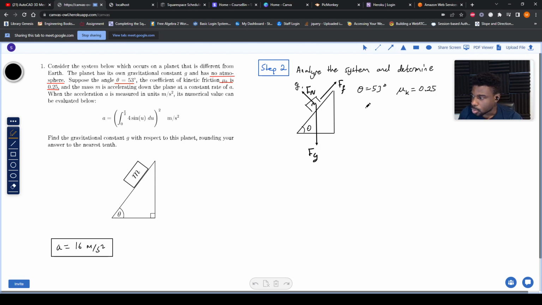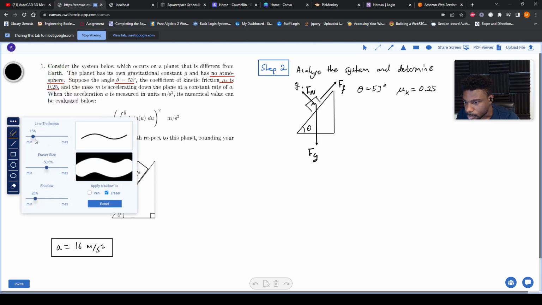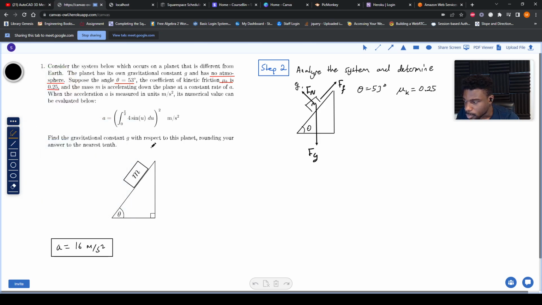Okay, so now that we know all of our forces, the next thing we need to do is to figure out a way to combine these forces together so that we can write some kind of meaningful equation. So what formulas or what equations do you know that allow us to combine forces together and essentially describe our system with? Newton's second law. Okay, so we're going to apply Newton's second law.